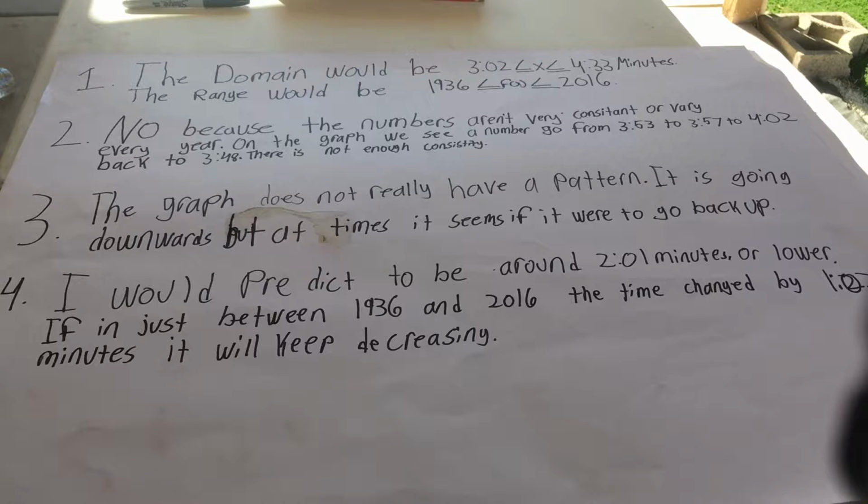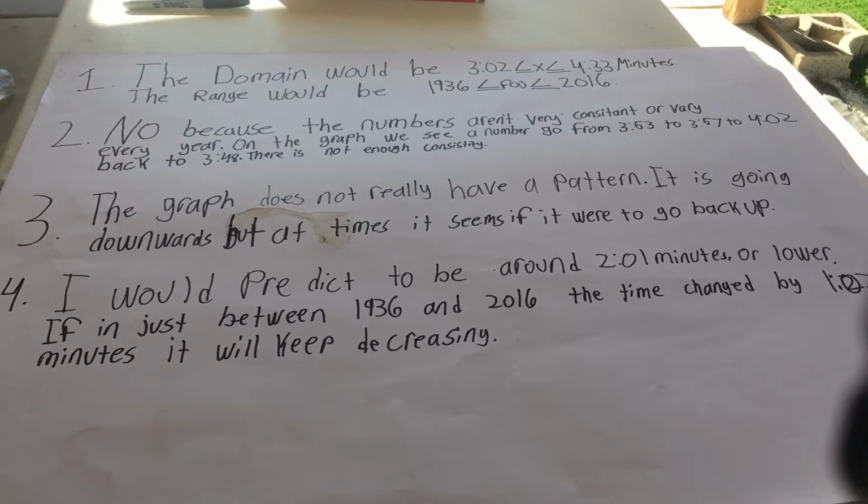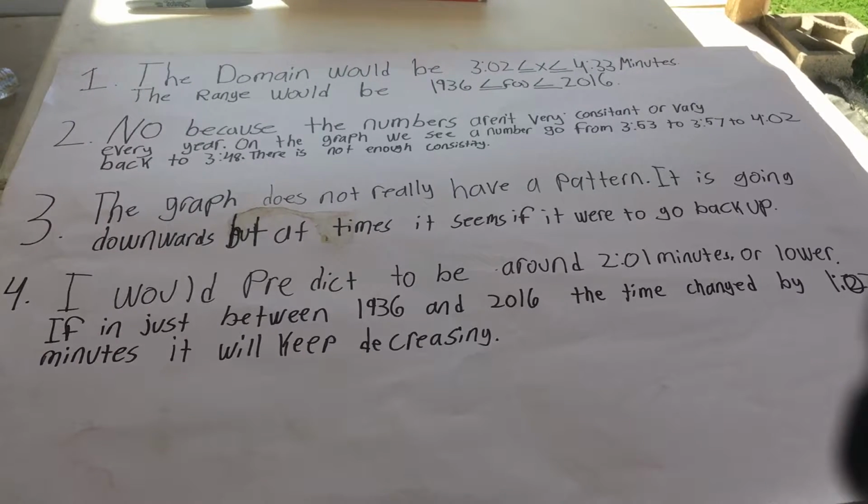As we continue with the project, we know there's a couple questions we had to answer, right? For question number 1, my answer was the domain would be 3 minutes and 2 seconds less than or equal to x, which is less than or equal to 4 minutes and 33 seconds. The range would be the year 1936 is less than or equal to f of x, which is less than or equal to 2016. Pretty simple, right?